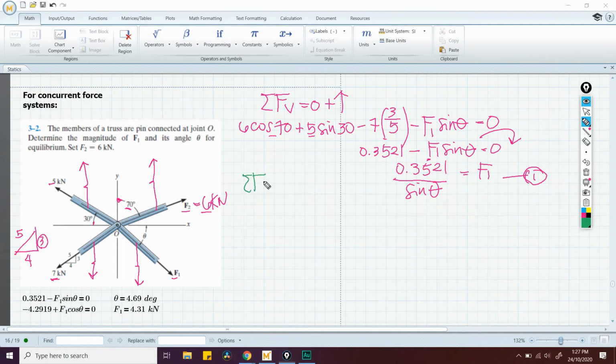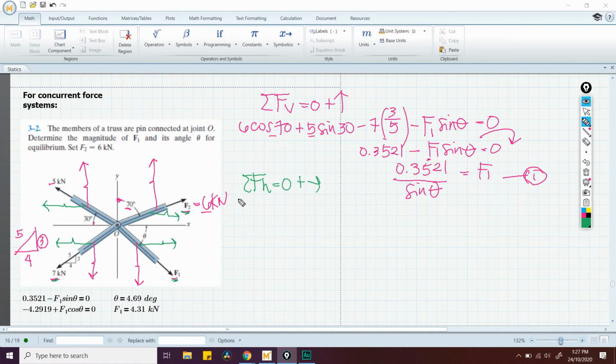Next, let's have summation of forces horizontal naman. Equal to 0, so that it will be in equilibrium, positive ang to the right. Okay, so, isa-isahin ulit natin. Ang component niyan, si F2 natin, si horizontal niya, going to the right. Okay, si 5 kilonewtons, magiging to the left, syempre. Si 7, to the left din. Down to the left kasi siya. Si F1, down to the right. So, it is going to the right. Ayan. So, alam na natin yung mga direction.